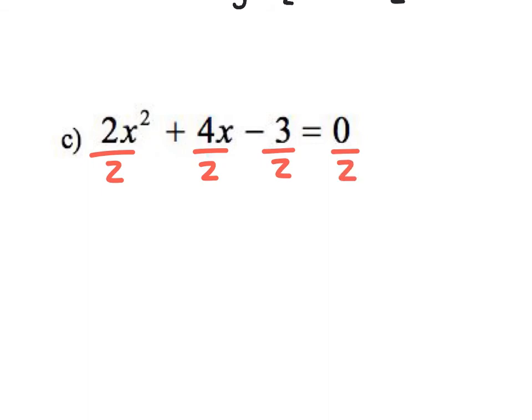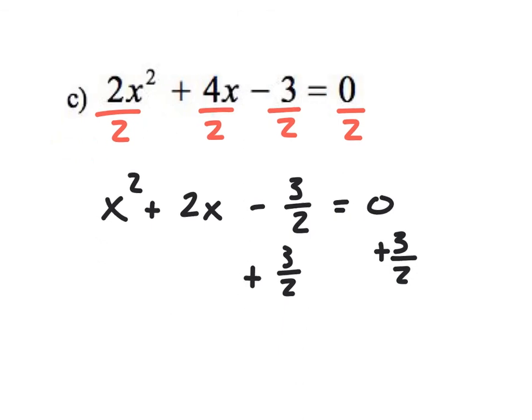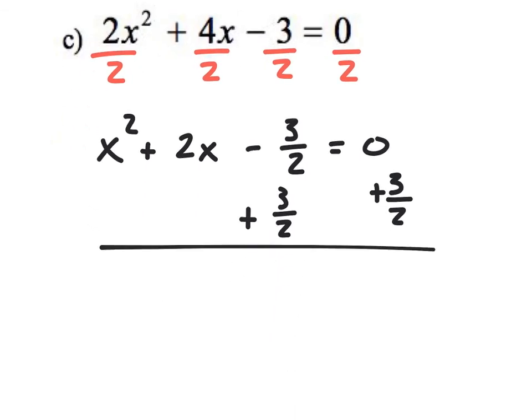So 2 divided by 2 is just 1, so I just get x squared here, plus 4x over 2 is just going to give me 2x, minus 3 halves, and that's equal to 0. 0 divided by 2 is just 0. Now at this point, I want to complete the square. So here I'm going to add 3 halves to both sides, and I'm going to be left with x squared plus 2x plus blank is equal to positive 3 halves plus blank.